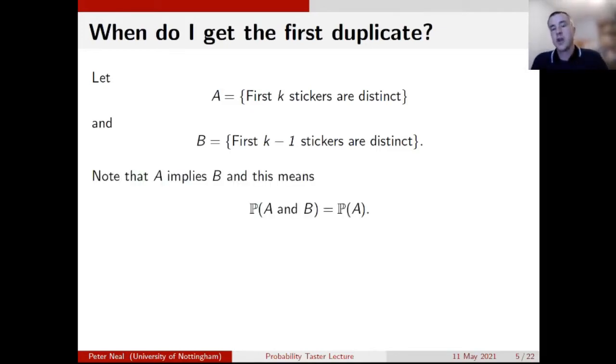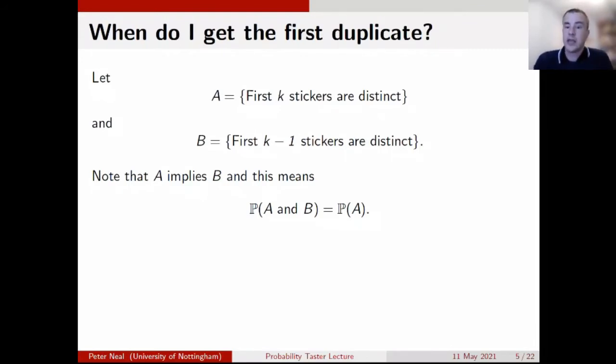So what we can note is that if my first K stickers are all different, if my first 30 stickers are all different, then certainly my first 29 stickers will have all been different to each other. So I can write the probability of A and B as just being equal to the probability of A. So in a mathematical sense, A is a subset of B. If A occurs, then B necessarily has already happened.